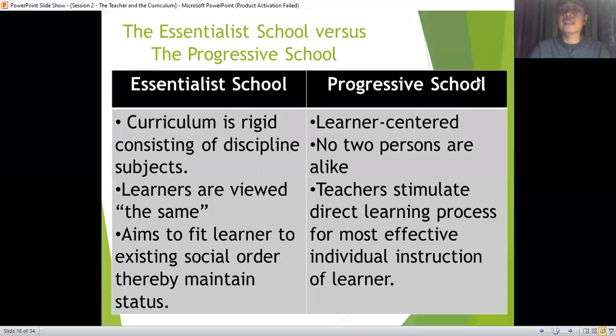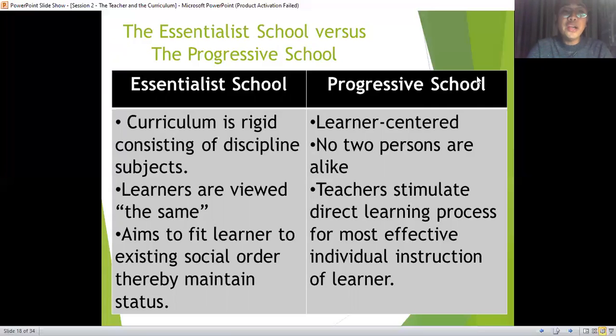If you are using the essentialist view about curriculum, then you see curriculum as rigid. Why rigid? Because we have discipline subjects, and when you say discipline subjects, you follow them. The learners need to take all of these subjects, so they don't have options. Unlike at present, under the progressive view, it's learner-centered. That's why in senior high school and junior high school, they have the option to choose which specialization they would like to take. Unlike before, whatever the school or the curriculum would dictate, that's what you are going to take. That's why it's rigid, unlike the progressive school, which is flexible.